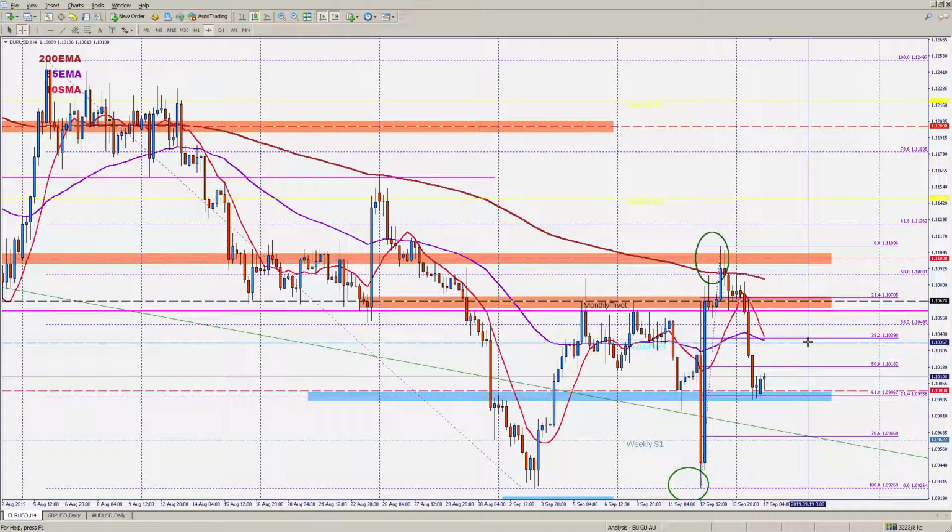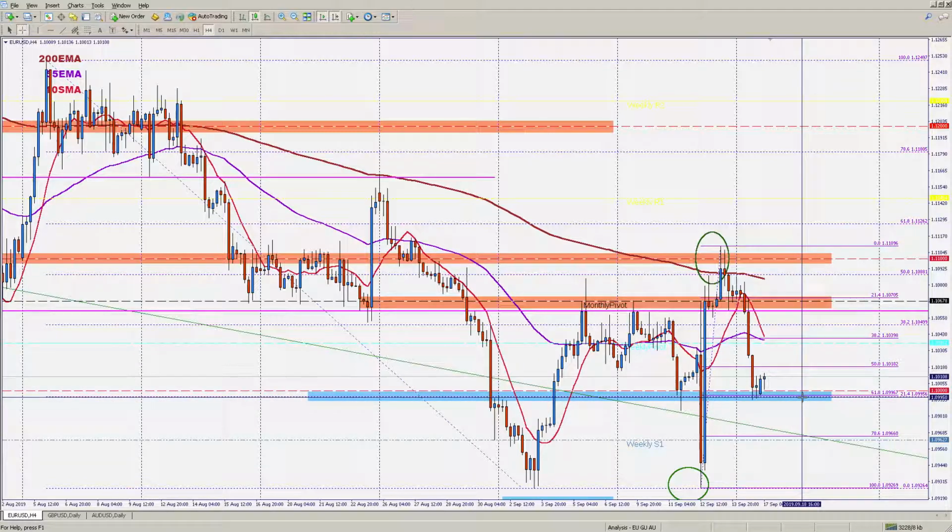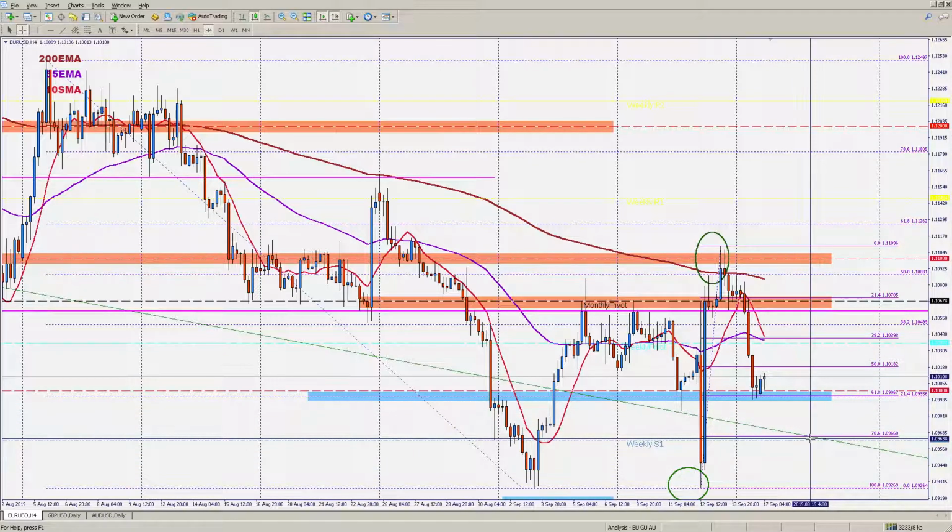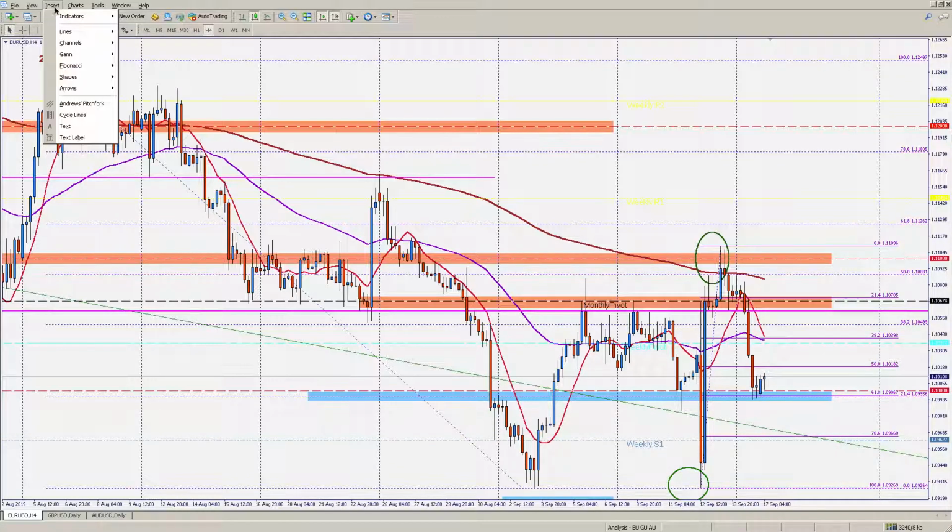So there could be some consolidation with resistance at the 38 Fib area and the weekly pivot, and support at the moment at the 62 Fib level. If this support breaks, then it will likely target the weekly S1, which is just near the 78 Fib retracement level. So these will be key zones of interest.